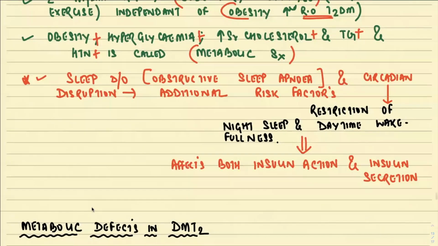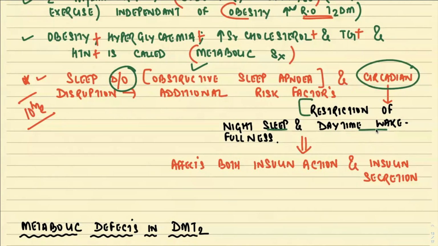Now, one very important update in the 10th edition of Robbins, and everyone try to hear this, especially those people who like to stay awake at night and sleep in the day, it is for you people. Sleep disorders, okay. For example, a person having obstructive sleep apnea, which is seen in obese individuals, plus those individuals in whom there is circadian disruption. What is circadian disruption? That is a disruption of night sleep and daytime wakefulness.